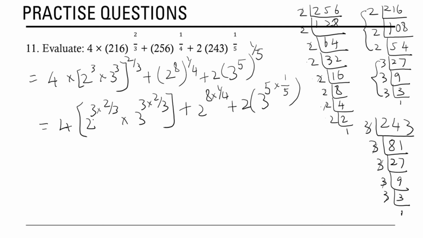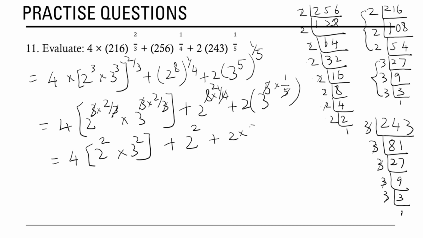So here 2 raised to 3 into 2 by 3, this 3 cancels. 3 raised to 3 into 2 by 3, this 3 cancels out. So it is 4 into 2 square into 3 square, plus these 2 cancel out. So 2 square plus 2 into 5 and 5 cancel out, 3. So here we have 4 into 9 plus 4 plus 6.